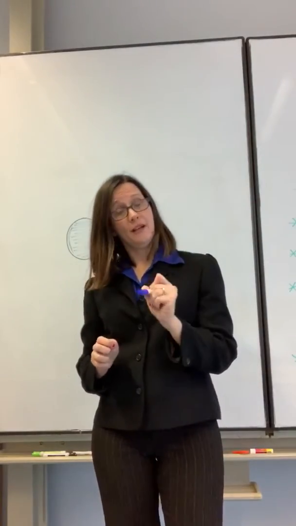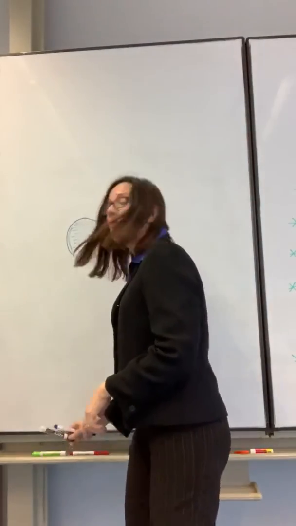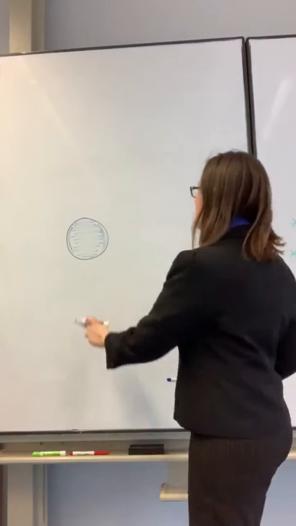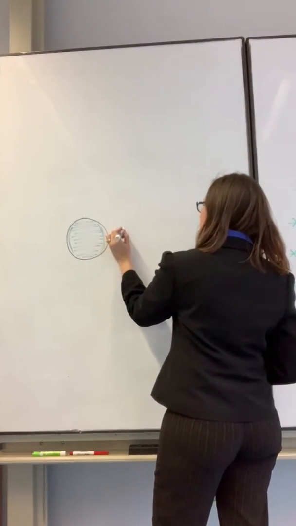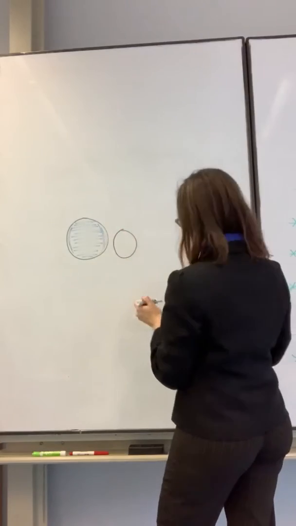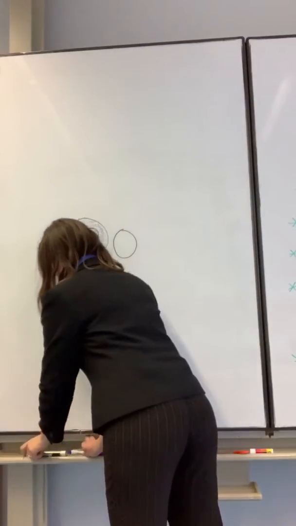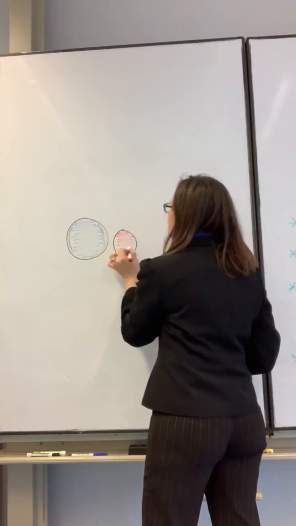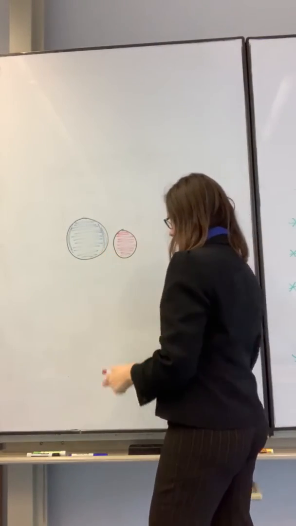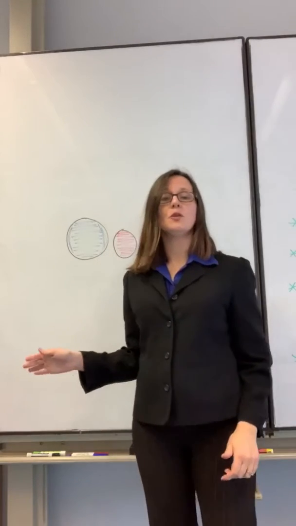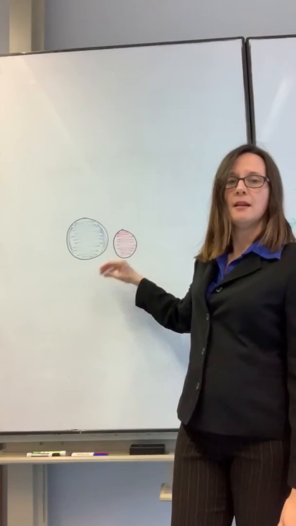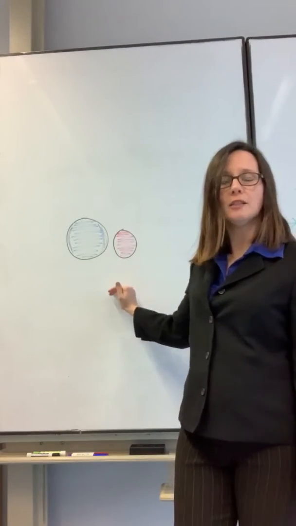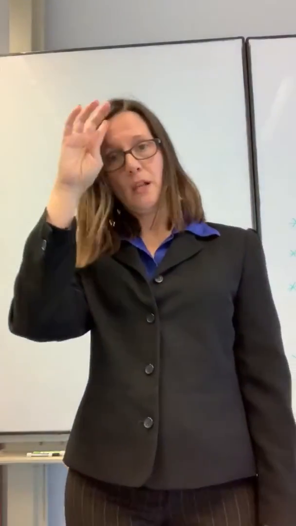Size is a non-defining attribute. A ball is a ball and it's round, but a ball can be bigger, a ball can be small, and a ball can have different colors. So the defining attribute to a ball is that it's round. The size and the color are the non-defining attributes of the ball.